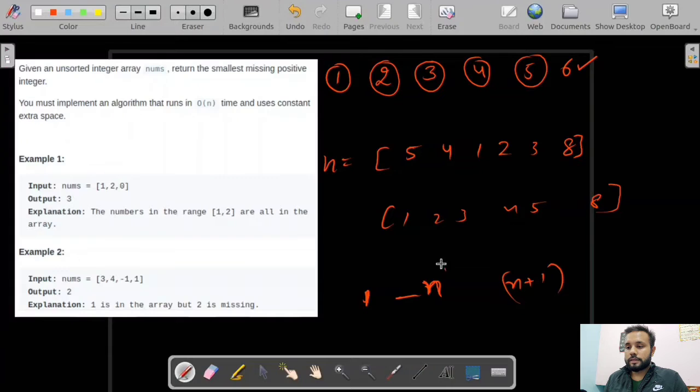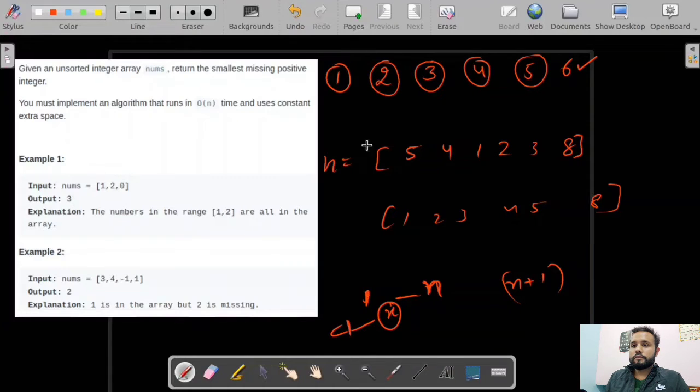If all of these are present, it means we can simply sort this array in O(n) time. Why I'm saying O(n) time, I will explain it later. But if all the numbers are present, then the first missing positive will be n plus 1. And if some number x is missing, what can take place of this x is a number less than 1.